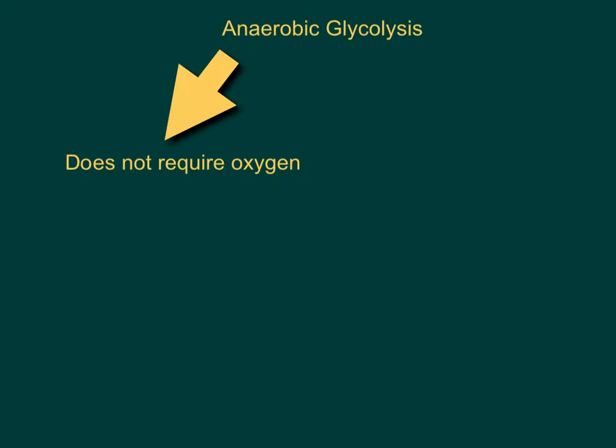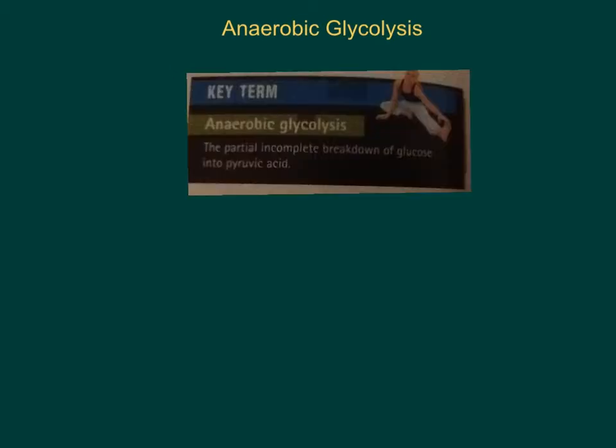This now leads us on to anaerobic glycolysis, and as I've already alluded to, the word anaerobic means that the reaction or the energy system does not require oxygen in order for it to function. Anaerobic glycolysis can be defined as the partial, incomplete breakdown of glucose into pyruvic acid, and this will make much more sense when we look through the diagram and explain each of the stages in more detail.